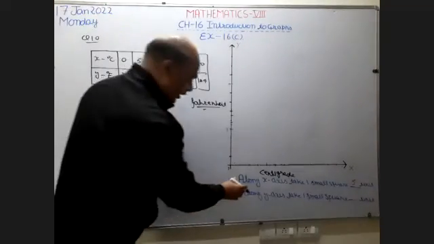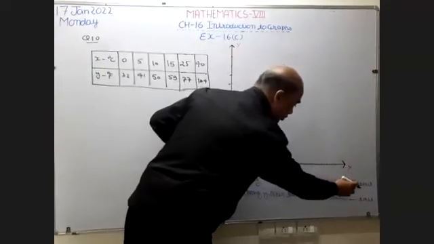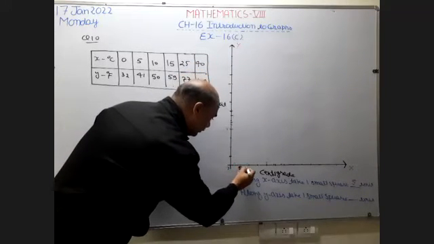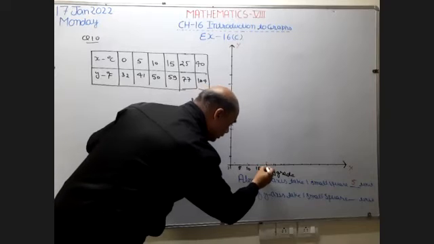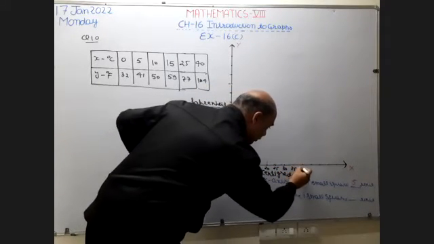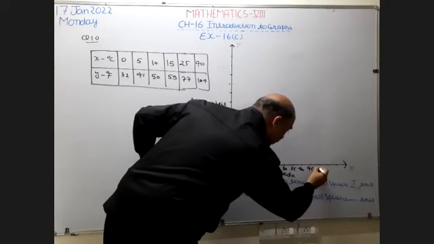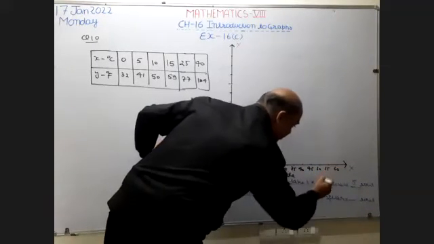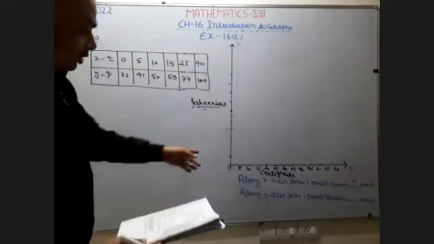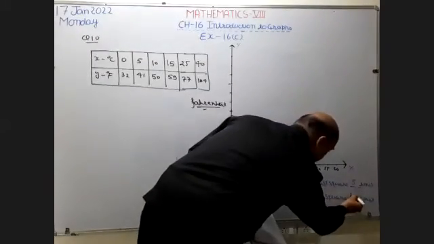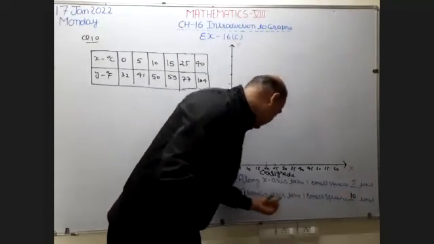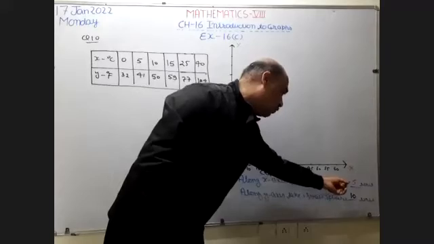Along the x-axis I take one small box equal to 5 units. I want to keep it the same. So I write here 5, 10, 15, 20, 25, 30, 35, 40, 45, 50, 55, and 60. Along the y-axis I take one small square equal to 10 units. Along the x-axis I take one small square equal to 5 units.